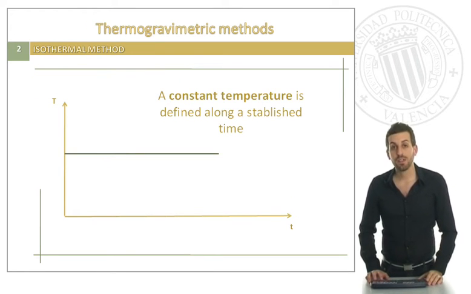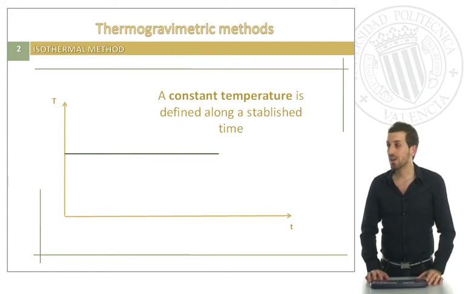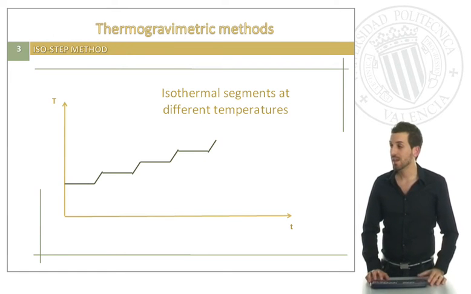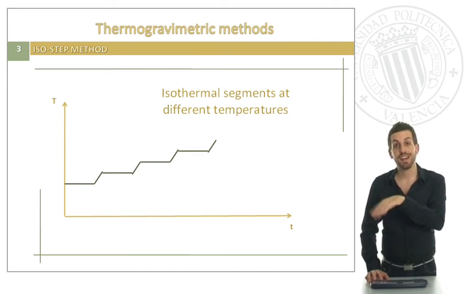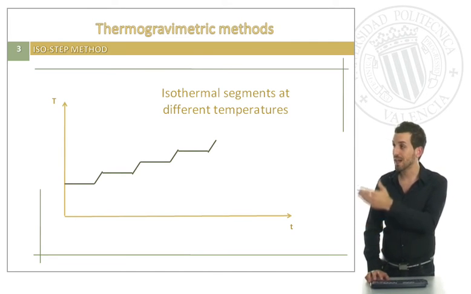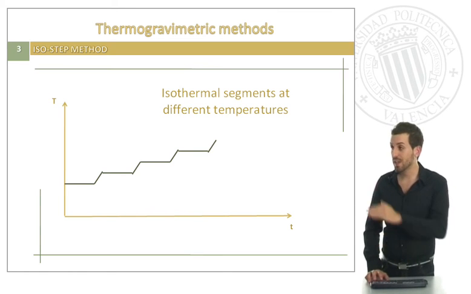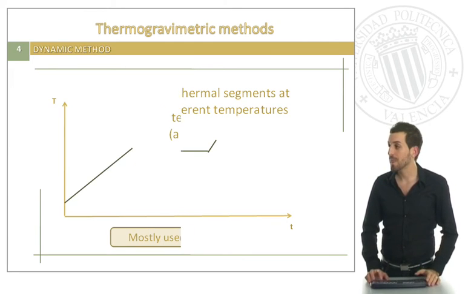When we define an isothermal method, we define a constant temperature along an established time. If we make some different steps, this is the isostep method, in which some isothermal segments at different temperatures are defined. We can define some different dynamic steps between these isothermal segments.